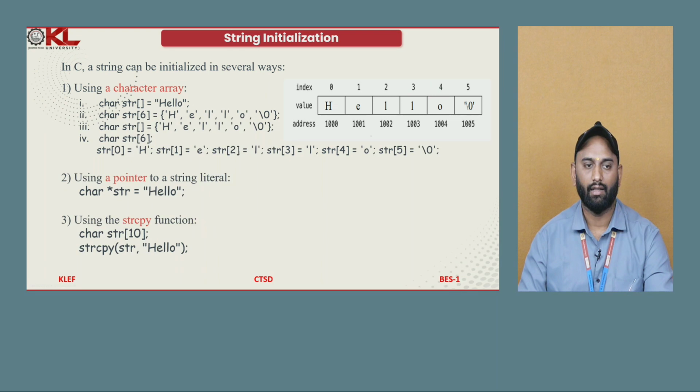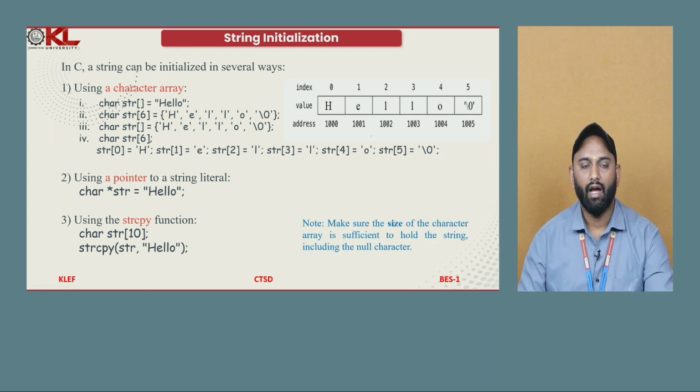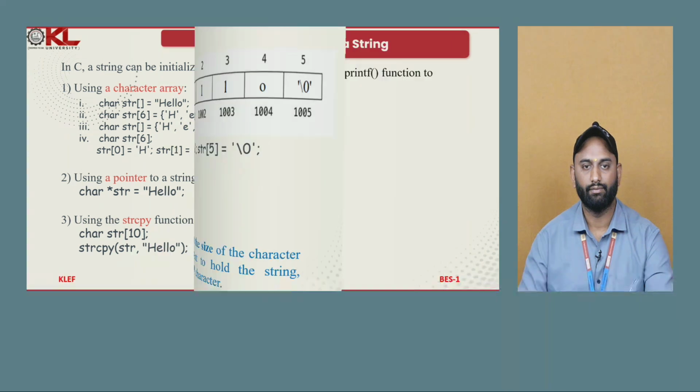Using a pointer to a string literal, we can also assign string literals enclosed in double quotations: char *str = "hello". Using the string copy function, we can declare a string variable and use a predefined function under string.h: strcpy(str, "hello"). This hello is stored in the string str. We have to make a note that the size of the character array is sufficient to hold the string including the null character.